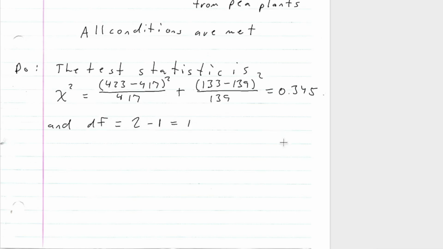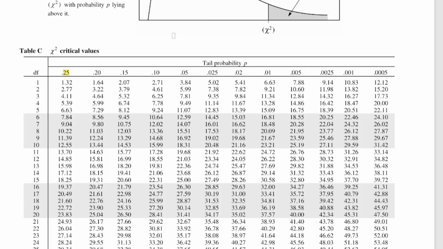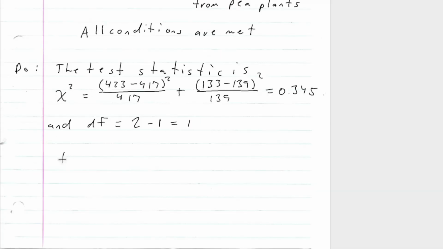So let's go ahead and go to our table. So as you can see, for a degree of freedom of 1, the lowest is 1.32, right? So that means we know the p-value is bigger than 0.25. So the p-value is bigger than 0.25, which is of course bigger than alpha, which was 0.05, right?